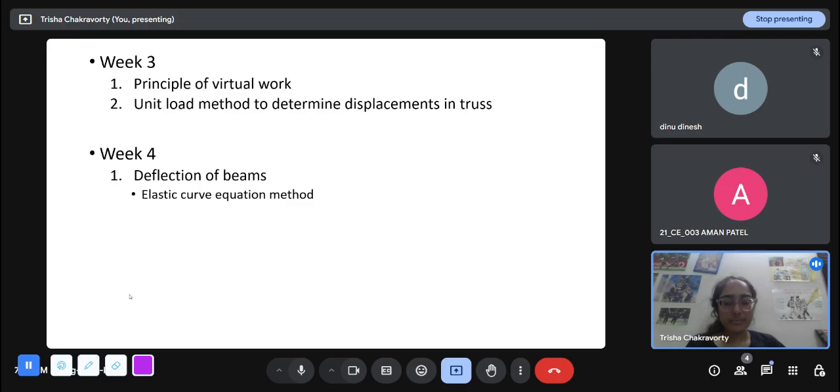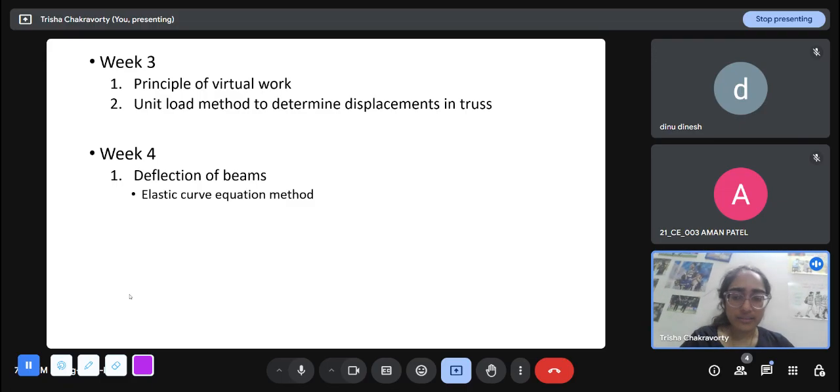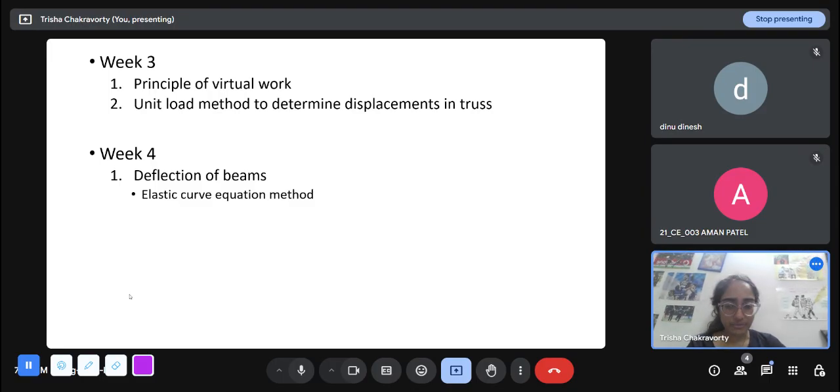So for that we have three methods. The most basic is the elastic curve equation method. It is basically solving the governing differential equation of the beam. So basically all physical phenomena are governed by some differential equations. That is the law of the physical world, and the equation of the beam, which we saw, is EI d²y/dx² equals M(x). M is the bending moment as a function of x, meaning along the length, which goes from 0 to L if L is the length of the beam.